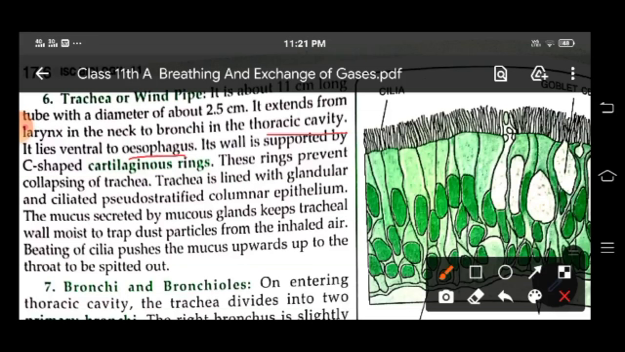Its walls are supported by cartilaginous rings which are C-shaped. Now these rings protect the trachea from collapsing. The trachea is lined with glandular and ciliated pseudostratified columnar epithelium. The mucus secreted by mucus glands keeps the tracheal wall moist to trap dust particles from the inhaled air. The beating of cilia pushes the mucus upwards up to the throat to be spat out.